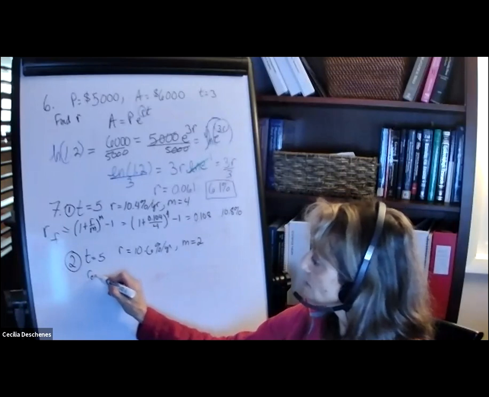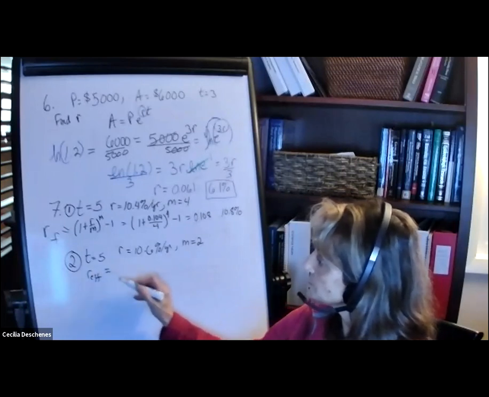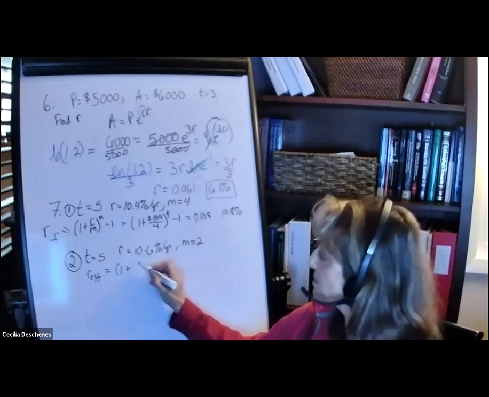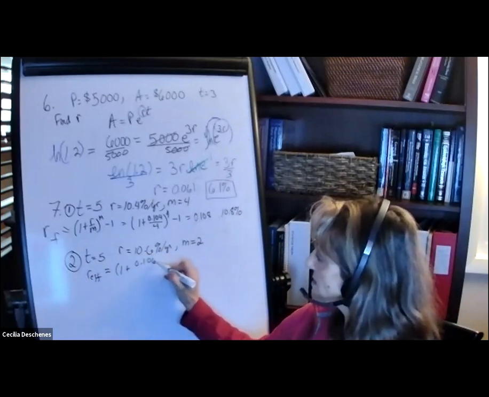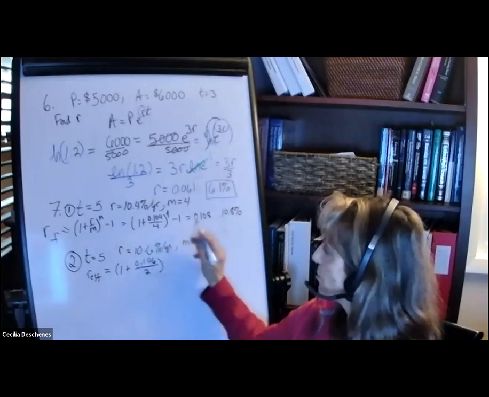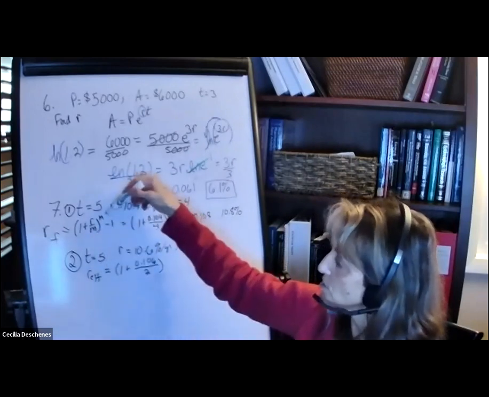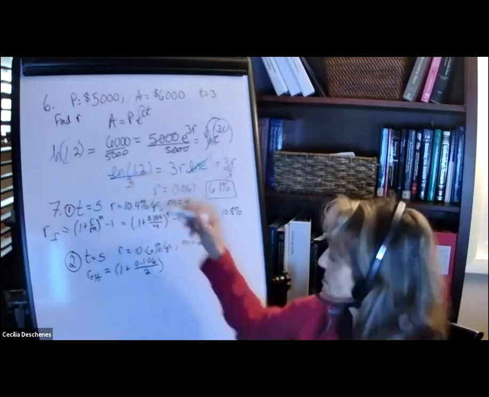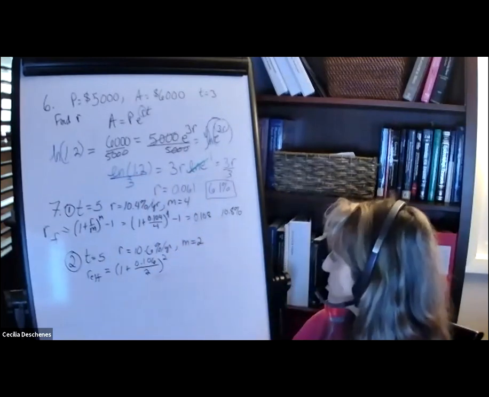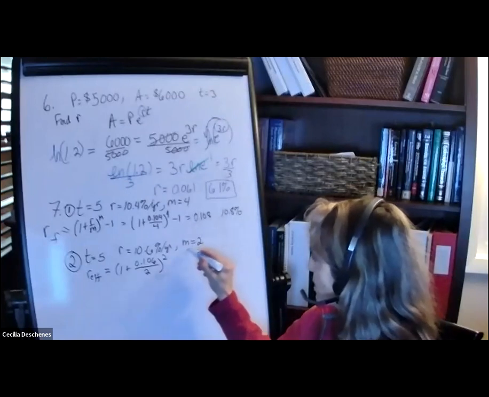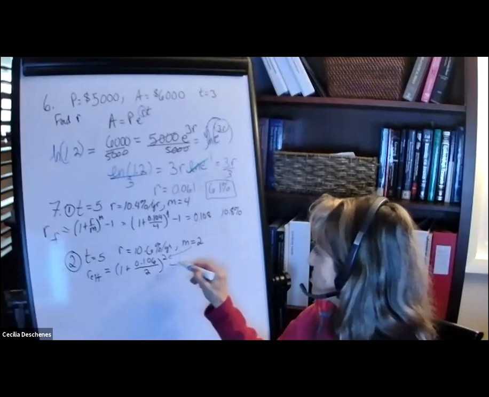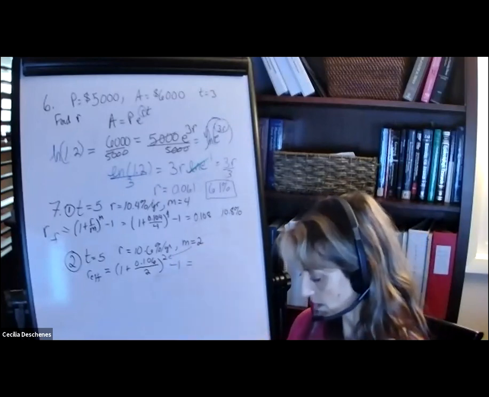So the effective rate of the second fund is 1 plus the 10.6%, which is 0.106, divided by 2. We're going to square the whole thing, right? Because remember, we put the number of conversion periods as the exponent. So that's just pulling this 2 down here. I just don't want anyone to be like, why are you squaring it? It's because that M happens to be 2 in this problem. Okay, minus 1.